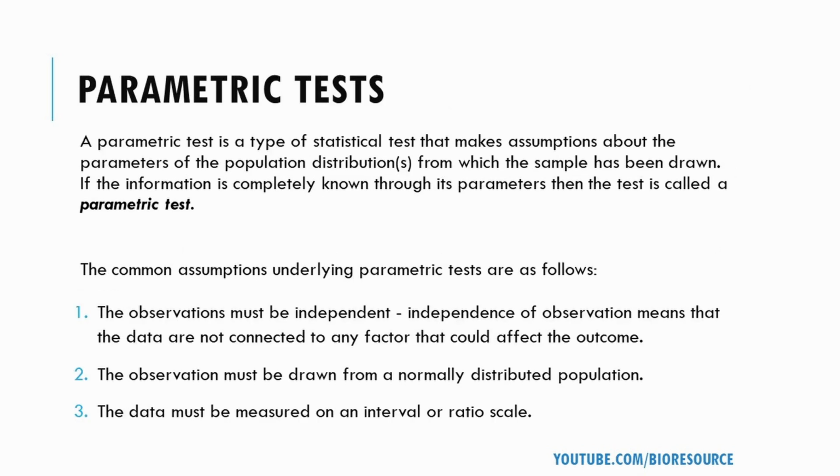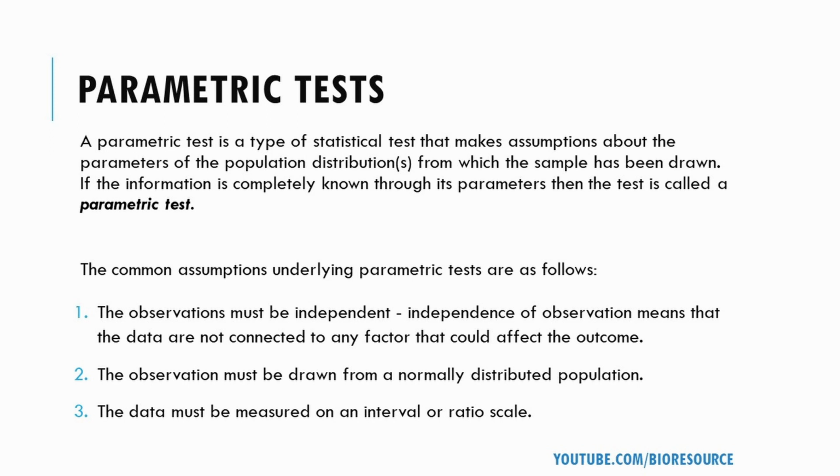A parametric test is a type of statistical test that makes assumptions about the parameters of the population distribution from which the sample has been drawn. In a parametric test, the assumptions are made through the sample population, and if the information about the population from which the sample has been drawn is completely known through its parameters, then this test is called a parametric test.